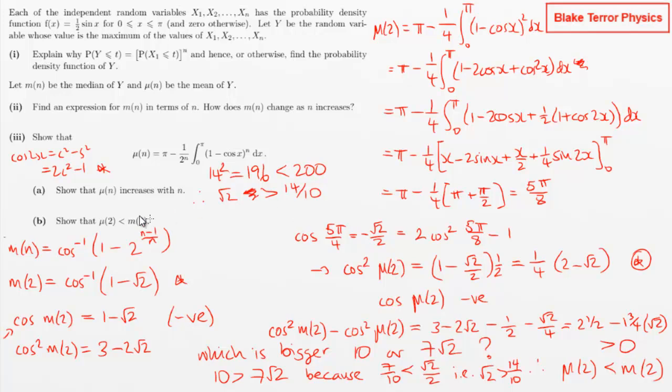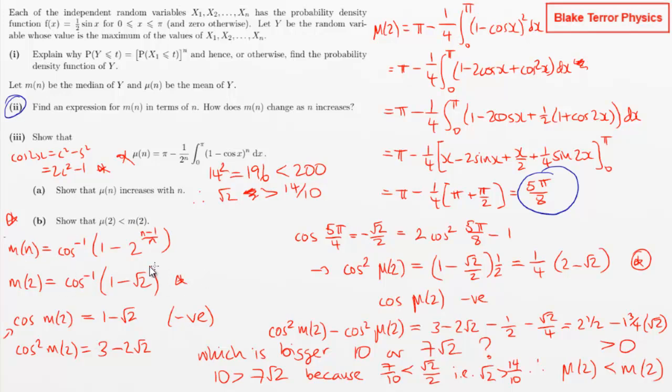Let's just run through, because I think I was kind of stumbling my way to the end of all of that. So I was trying to show that mu2 is less than m2. So I worked out mu2 first. That was going through all of the actual integration based on the formula that we just worked out, and got that mu2 is equal to this. So I got 5 pi over 8. Then I went back to part 2 to see what we had for m2.